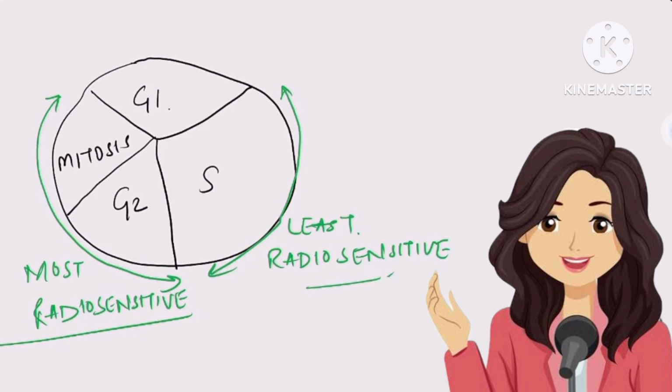So the synthesis phase is the least radiosensitive phase, and G1 phase is less radiosensitive. So if you get an MCQ asking which of the following phases is the most radiosensitive phase, your answer should be mitosis or G2. They will not give you both, or if they give you both, then the option will be both A and B. So you will mark this. So this is the cell cycle, and the importance of radiosensitivity to the cell cycle.